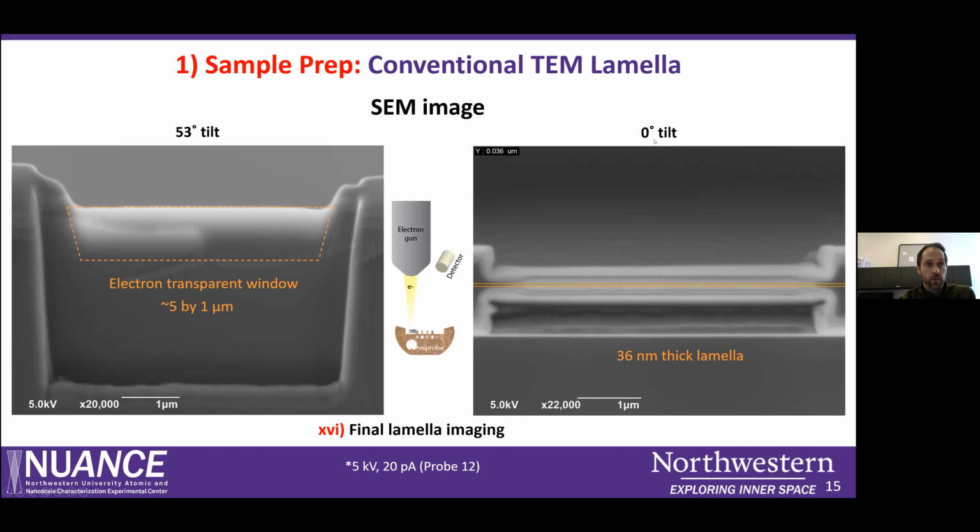Then if you look at the 0 degree tilt, we can measure that in this case we have a 36 nanometer thick lamella that we've prepared using the focused ion beam. And this is ideal for transferring it to the TEM or STEM in the case of inorganic samples to watch atomic columns. Or you can do spectroscopy like EELS or EDS in TEM or STEM on these types of samples.